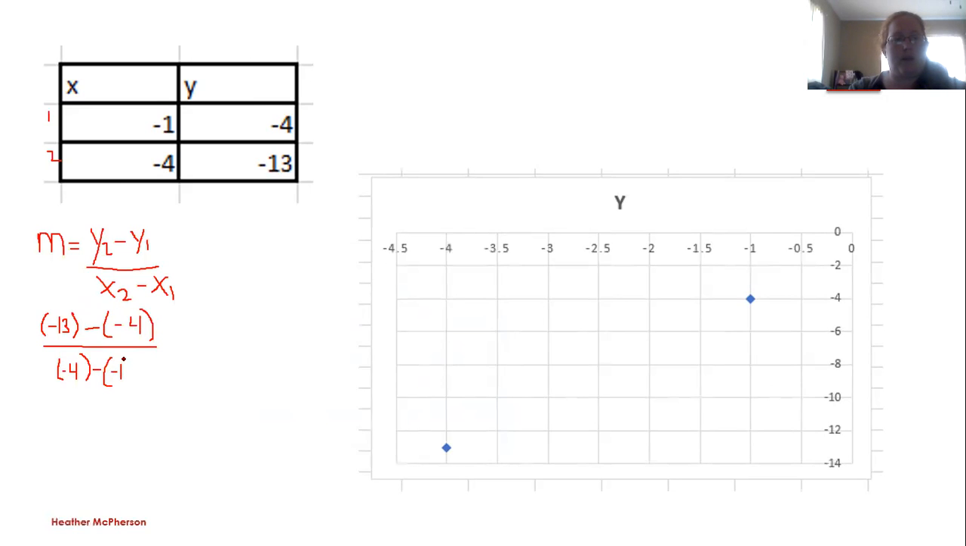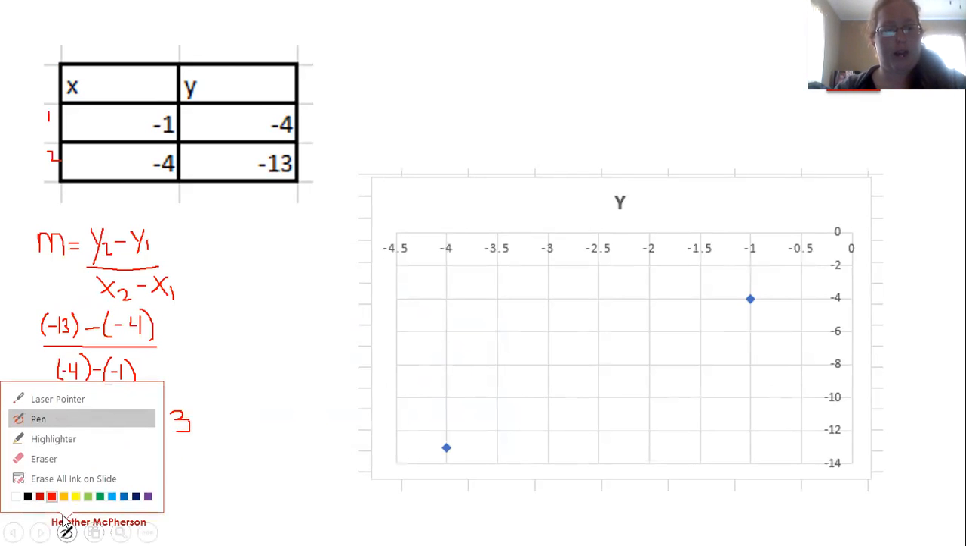Again, I just got those from the table up there. -13 is your y2, -4 is your y1, -4 is your x2, and -1 is your x1. So -13 minus -4 will be -13 plus 4 equals -9 over -3. Well, we know this can also simplify some more. So 3 goes into 9 3 times. 3 goes into 3 1 time. So you're going to have a slope of 3. You have a negative over negative, so it's a positive.